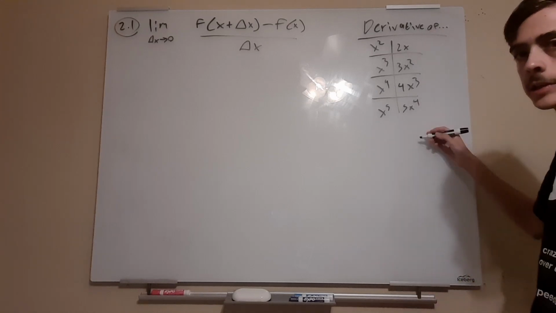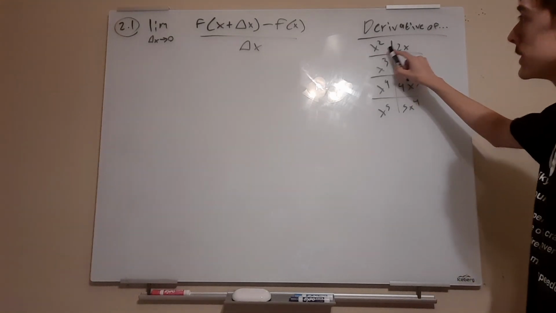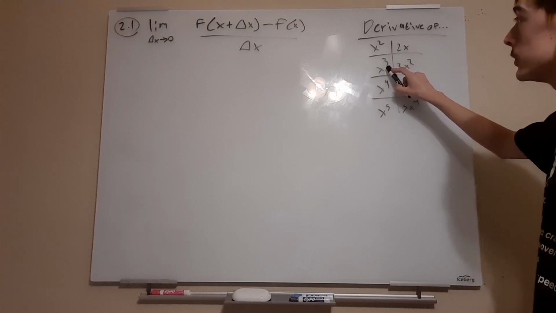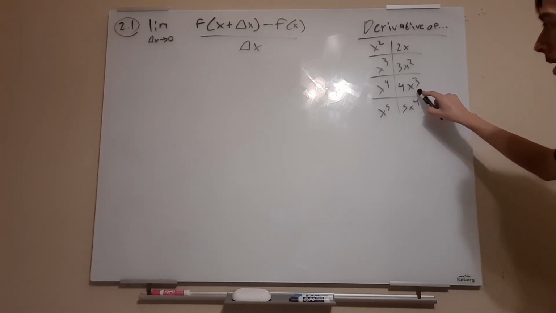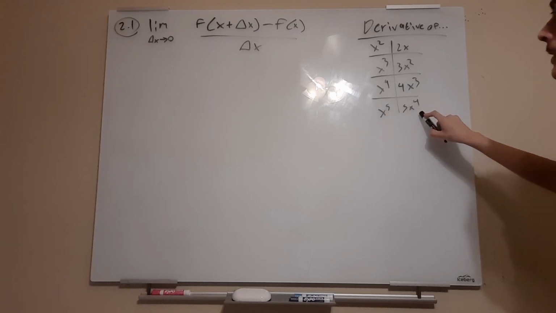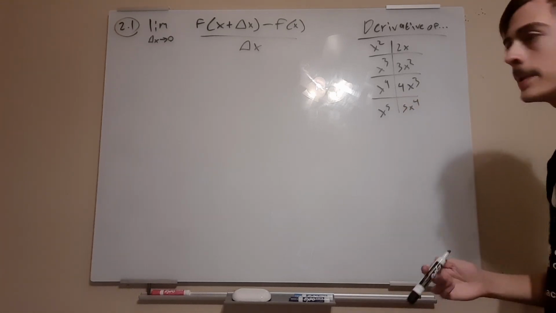But I have all the answers here for you. So the derivative of x squared is 2x. The derivative of x cubed is 3x squared. The derivative of x to the fourth is 4x cubed. And the derivative of x to the fifth is 5x to the fourth. And we can notice a bit of a pattern here.